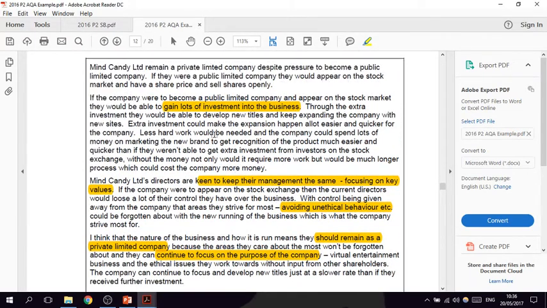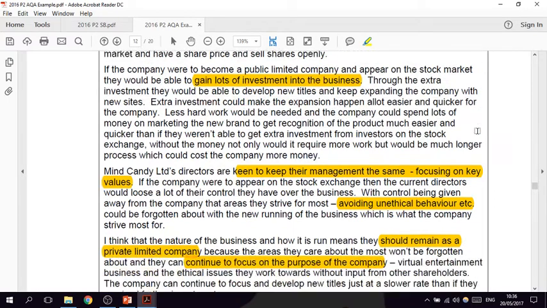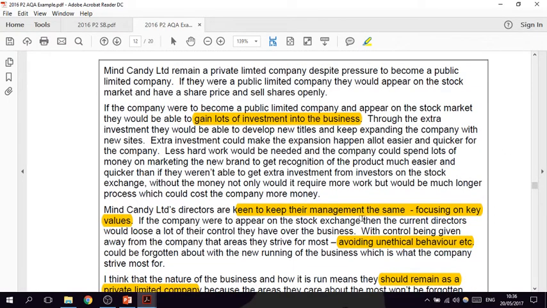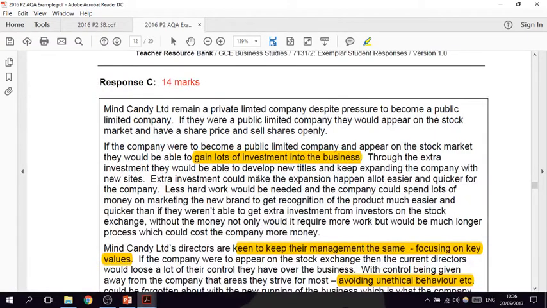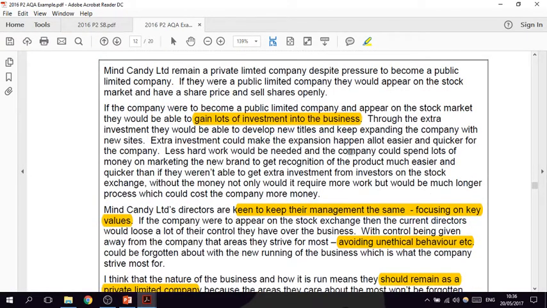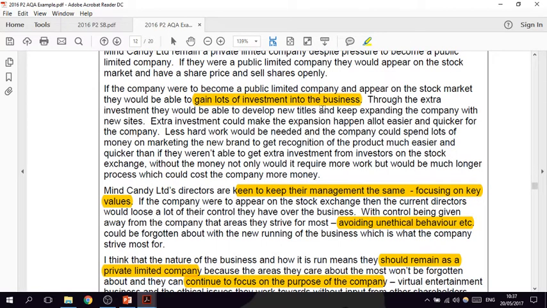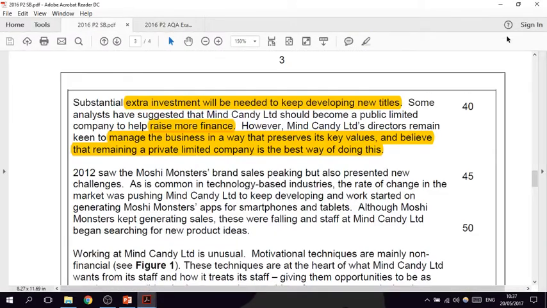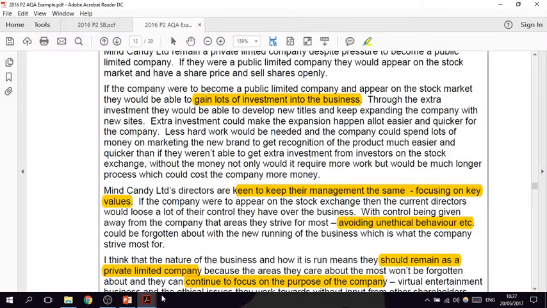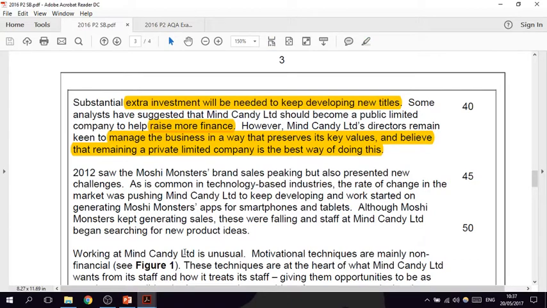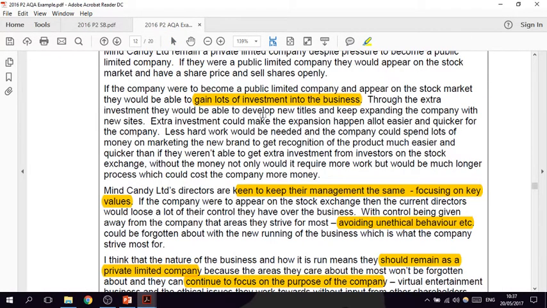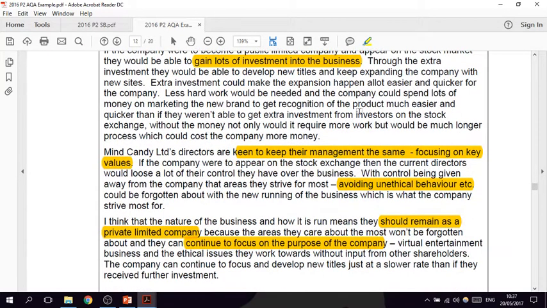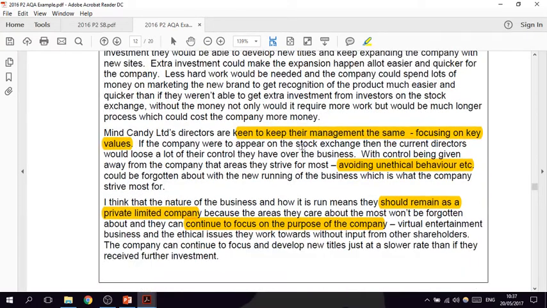I won't go through this in a great amount of detail, feel free to pause the video if you want and have a read of this answer, which achieved 14 marks according to AQA. I have just highlighted a couple of things. This paragraph here mentions if they were to become a public limited company appear on the stock market, they'd be able to gain lots of extra investment. Right, we know that extra investment needed to develop new titles. Extra investment can make the expansion happen a lot quicker. It's not a great answer, to be honest, but it's still got enough to achieve 14 marks.